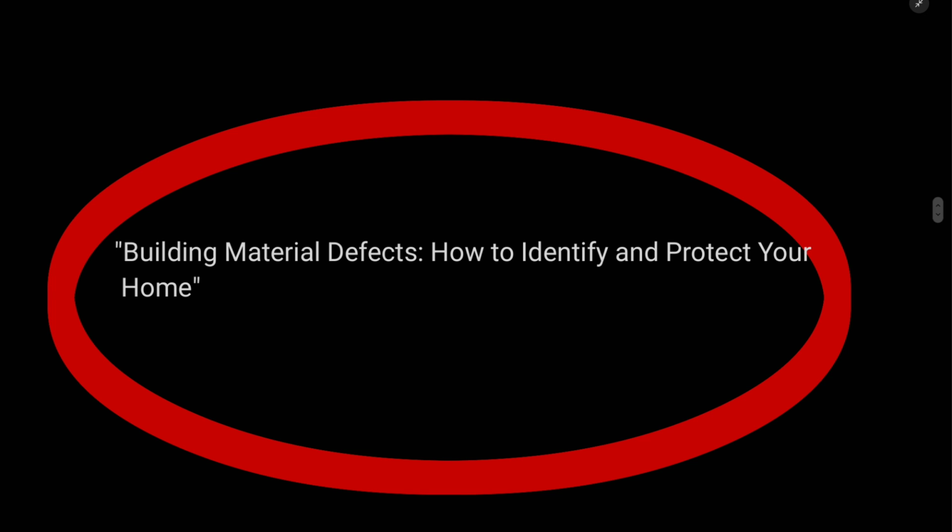How to prevent building material defects? First is choosing quality suppliers. The first step in preventing material defects is choosing reliable and reputable suppliers. Research the brand, read reviews and check for any past issues or recalls associated with the product you are purchasing.